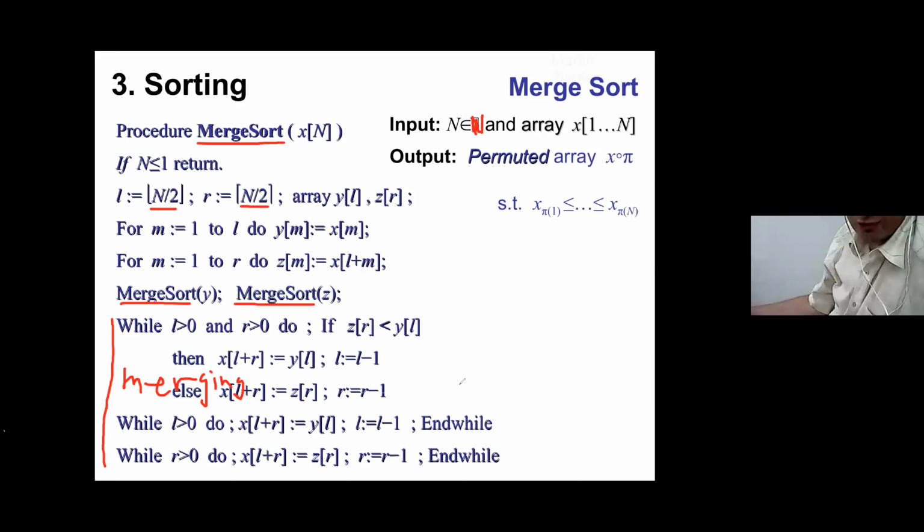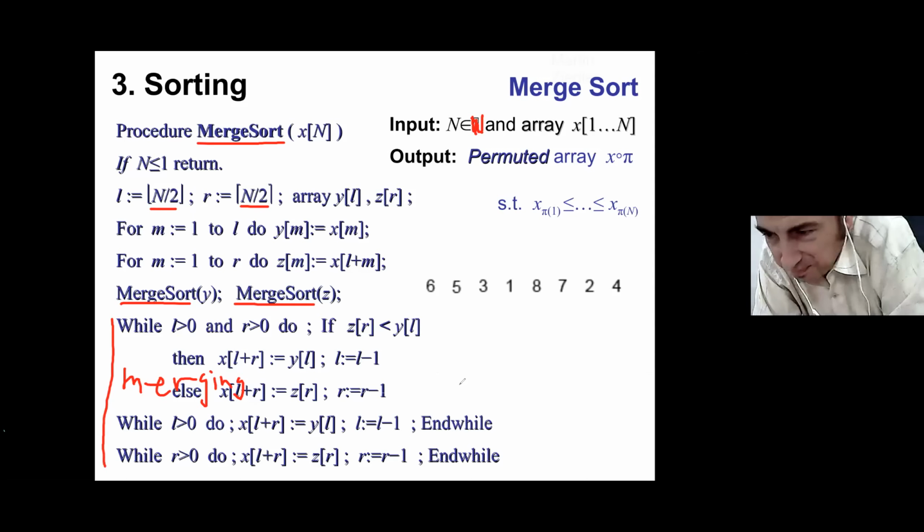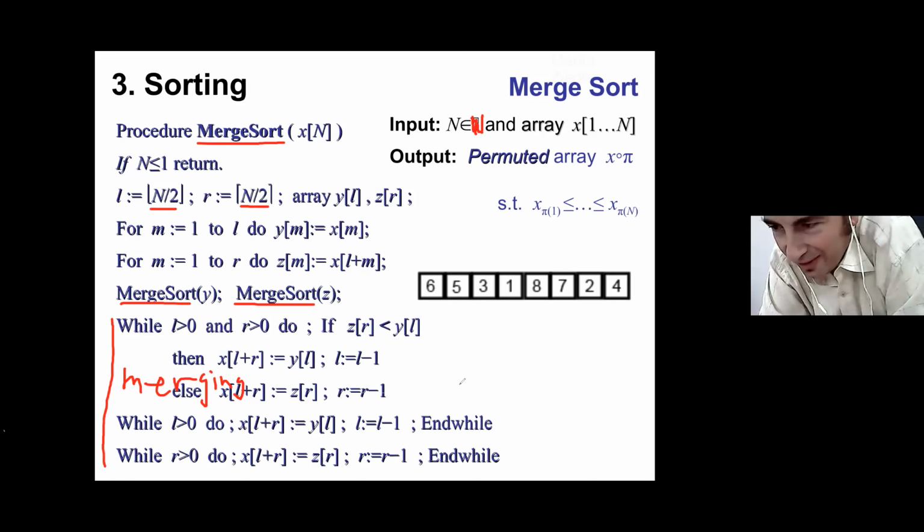This code is the actual merging. This is why it is called merge sort: I split the array into pieces, I sort them, and then I try to merge them properly. Now let's see this animation.